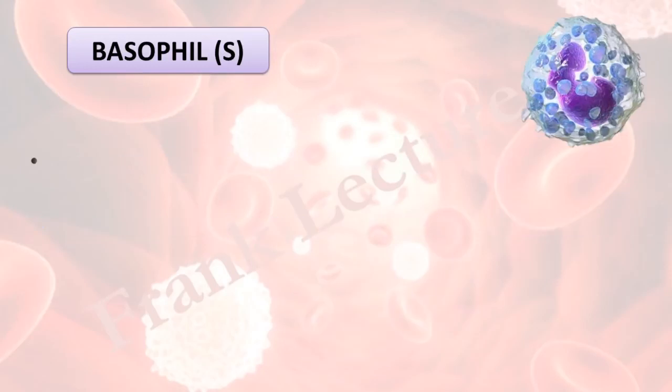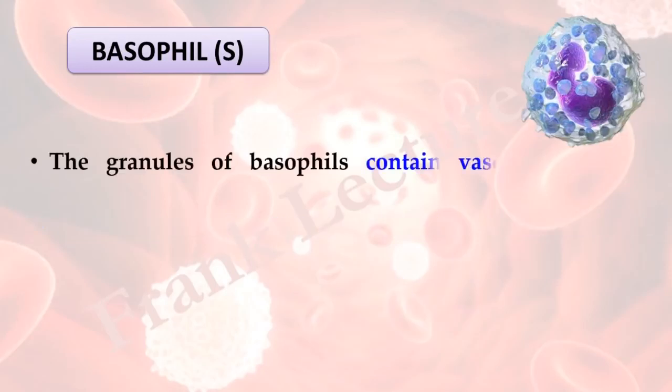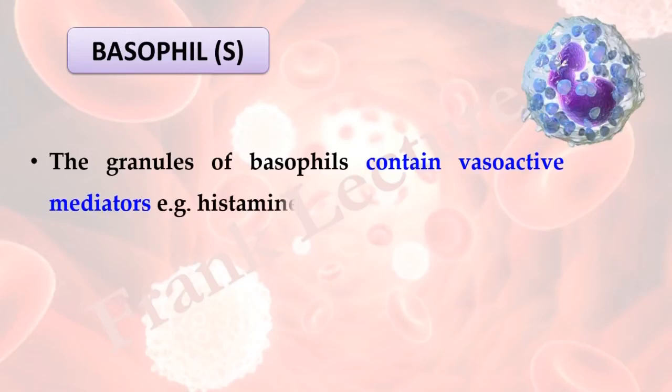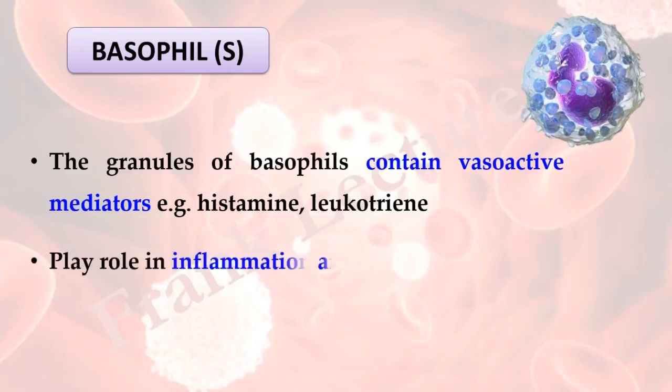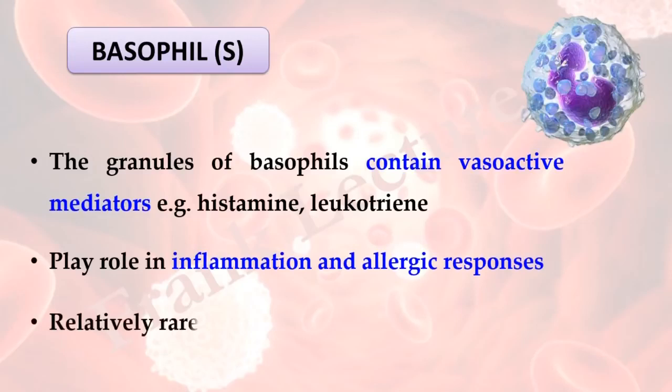The granules of basophils contain vasoactive mediators, for example histamine and leukotriene. Vasoactive mediators are those substances which influence the tone and diameter of blood vessels. Basophils play a role in inflammation and allergic responses. They are relatively rare in circulation. They constitute less than 1% of the blood leukocytes.